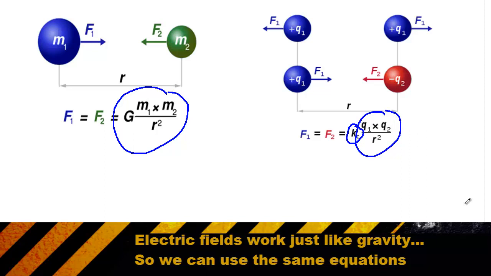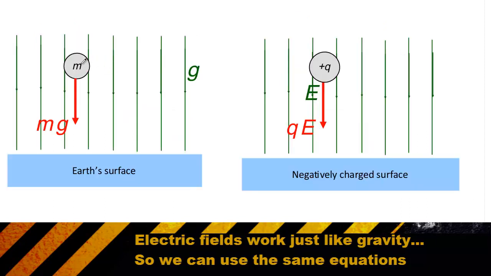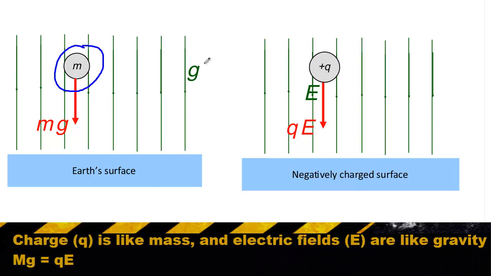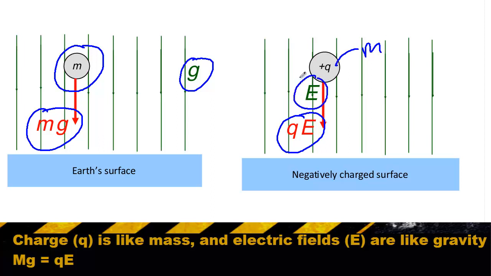When we talk about the force of gravity pulling something down to Earth, we multiply the mass of the object times the force of gravity to give us mg. When you're talking about a positively charged particle being pulled down to a negatively charged surface, you use the equation of charge times field strength. The charge is similar to the mass of the object, and the electric field, that's similar to the invisible force of gravity that's all around us.